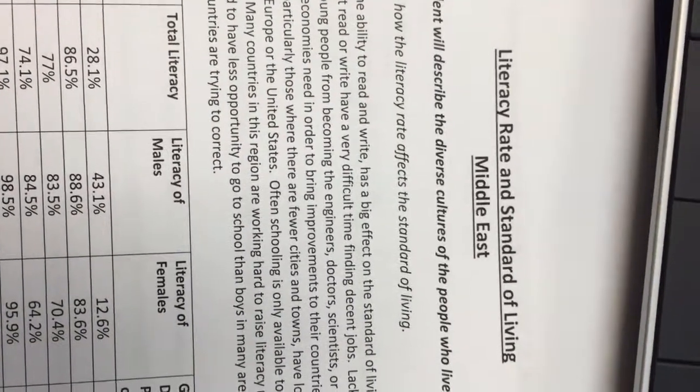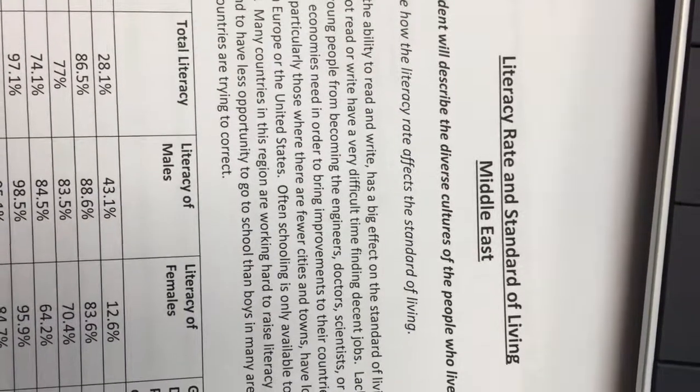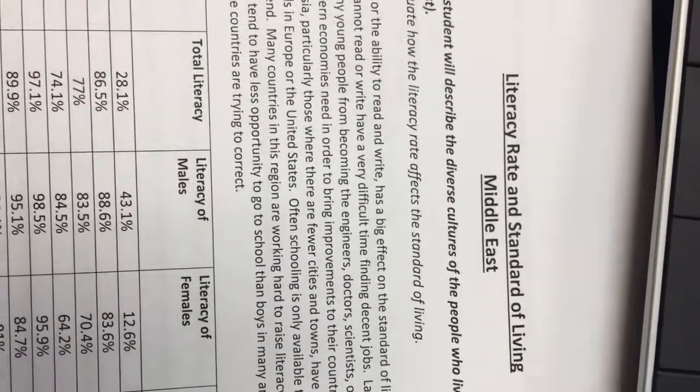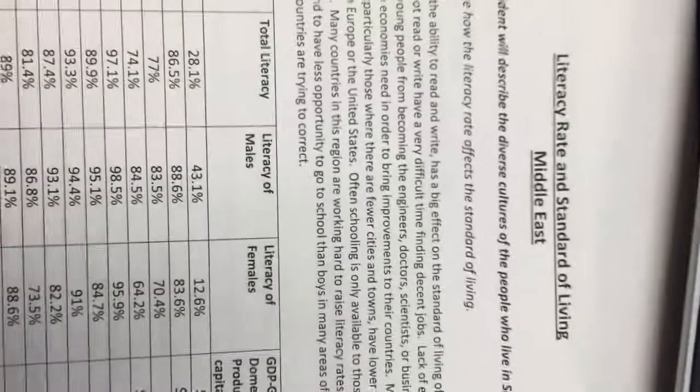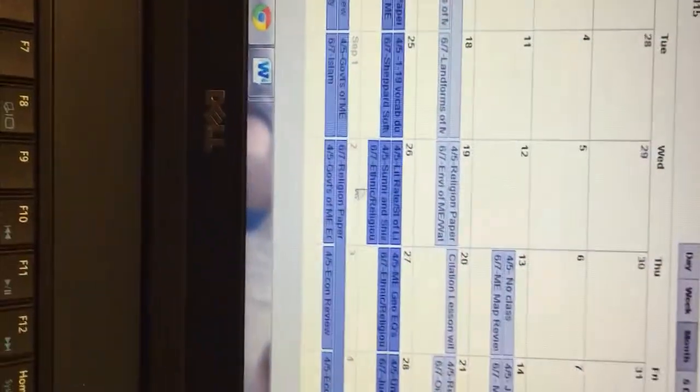Today we're going to focus on literacy rate and standard of living in the Middle East. We will also do Sunni and Shia, but first let me explain to you literacy rate and standard of living. Let's remember in your calendar, you click on today, there are two things, literacy rate, Sunni and Shia. We click on literacy rate, it tells you exactly what you are supposed to do today.